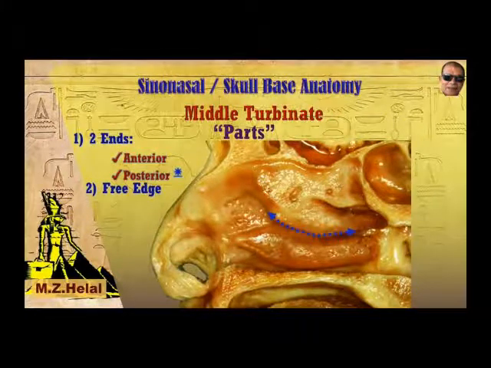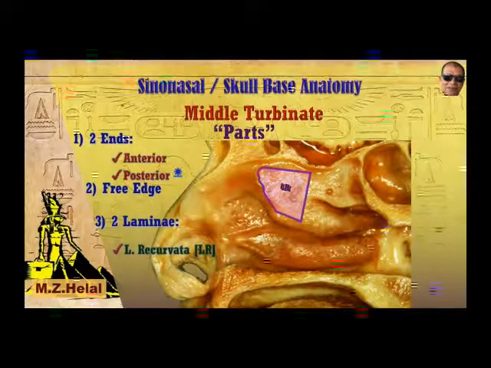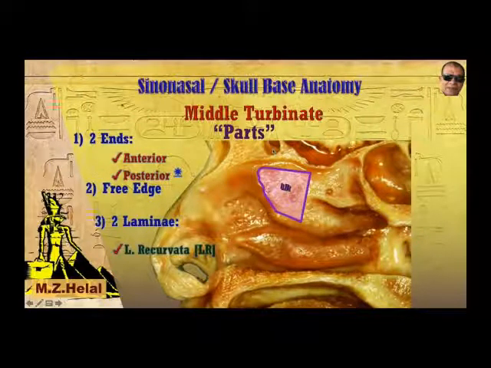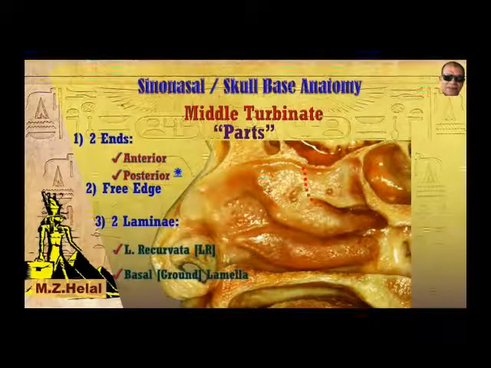two laminae: the lamina recurvata, or vertical lamella, connecting the middle turbinate to the skull base, starting just below the frontal sinus and then getting attachment to the cribriform plate. The basal lamella is connecting the middle turbinate with the lateral wall of the sinonasal tract.